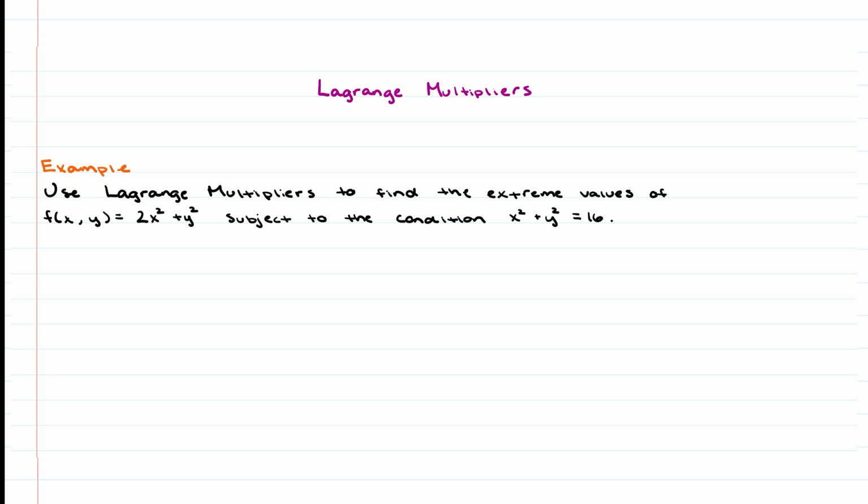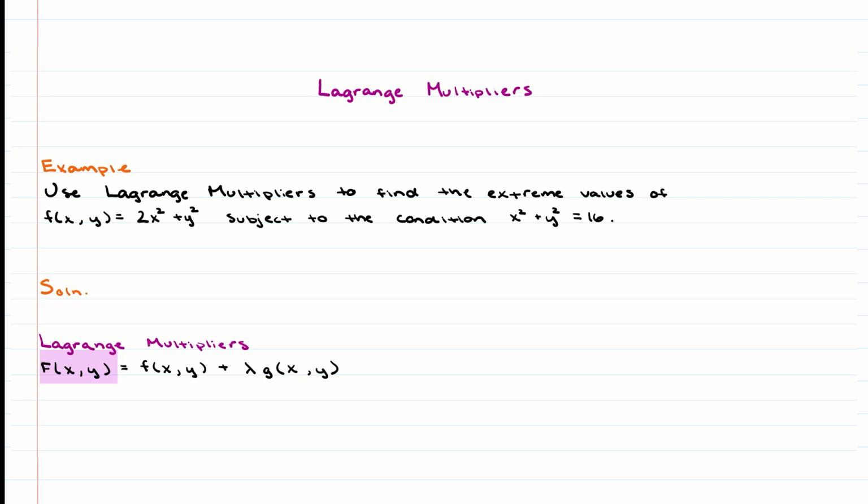Let's start off by reviewing the Lagrange multipliers formula. It says big F(x,y) = little f(x,y) + λ times g(x,y). And here, big F(x,y) represents our Lagrangian, little f(x,y) represents our function, λ represents our Lagrange multiplier, and g(x,y) represents our condition or our constraint.